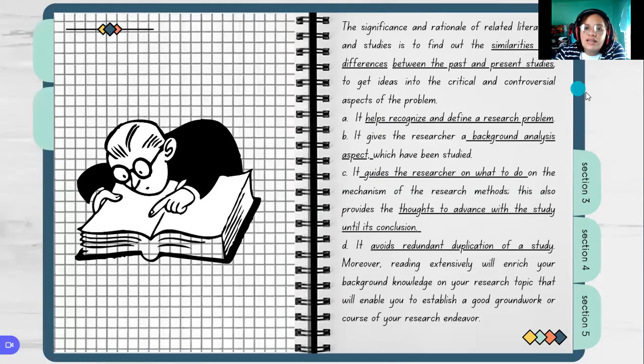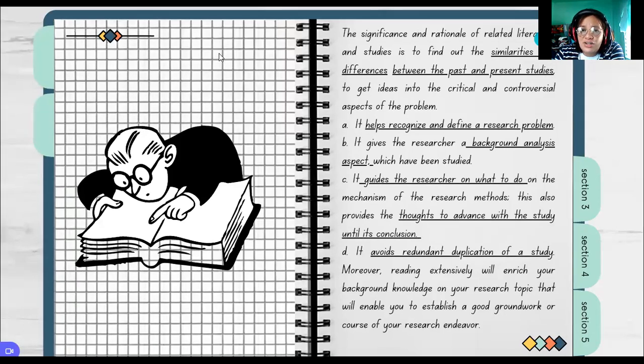Okay, so let's try to find out the significance and rationale of a related literature. All these things are about the similarities and differences between the past and present studies. So this is where you get the idea of critical and controversial aspects of the problem, wherein when you cite the similarities and differences, you will be able to connect what happened before to the things that may happen right now, especially when you're doing the research already.